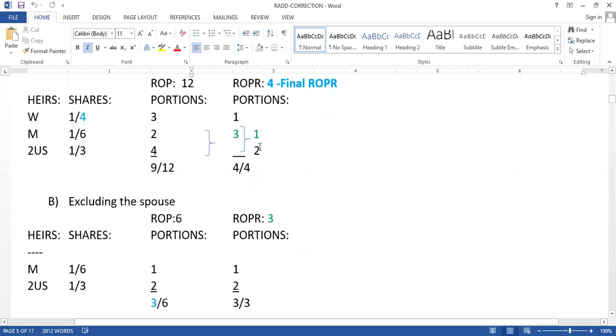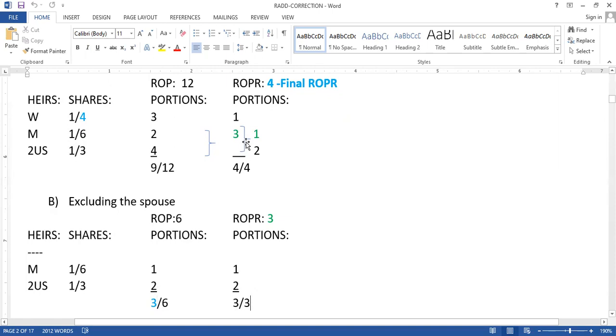So here, the same shares. So the ROP will be 6. 6 divided by 6 times 1 is 1. And 6 divided by 3 times 1 is 2. So 1 plus 2 is equals to 3 all over 6. So again, magra-rad tayo dahil nga merong natira na 3. So ang ating ROPR will become 3. No? So just copy the total number of portions and then copy the portions for each sharer. So 3 all over 3.